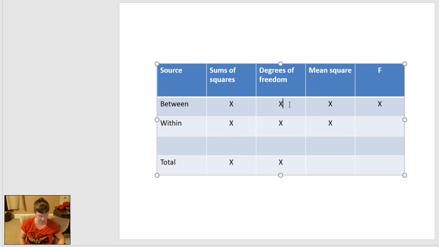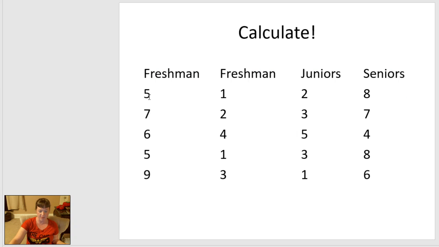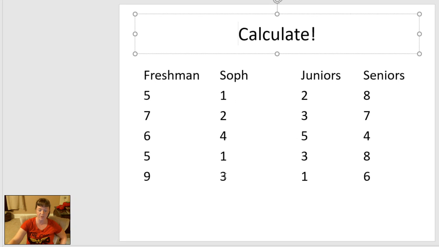Our degrees of freedom between is going to be 3, because it is the number of groups you have minus 1. And we also can see that baby n is 5, because there's 1, 2, 3, 4, 5 people in the first group. Oh, whoops, I forgot to change this name. Sophomore. Sorry. We have 1, 2, 3, 4, 5 people in the second group. 1, 2, 3, 4, 5 people in the third, and then 5 people in the fourth, right? And again, we're just going to keep things simple. For our one-way ANOVAs, we're going to assume the same number of people in each group. And so now we have baby n is 5. So big N is going to be 20, because 5 times 4 is 20, right?